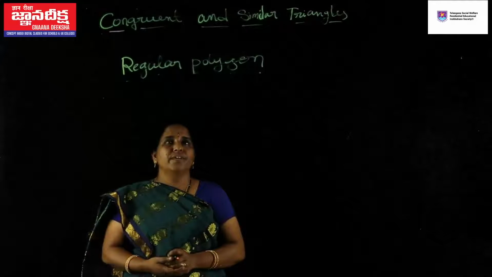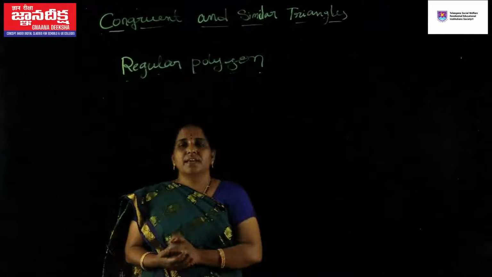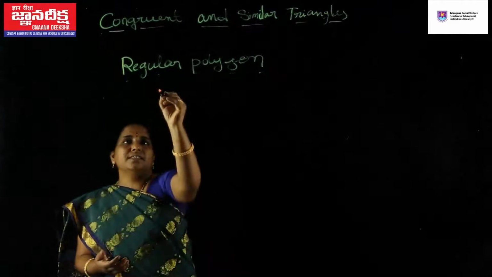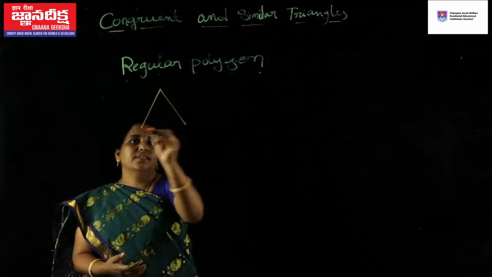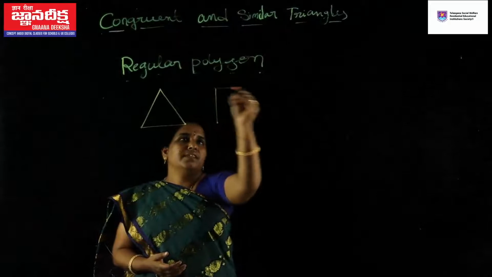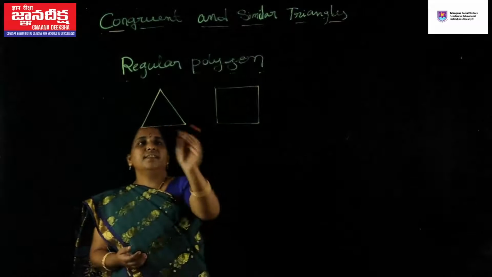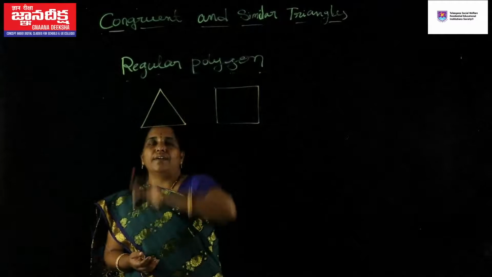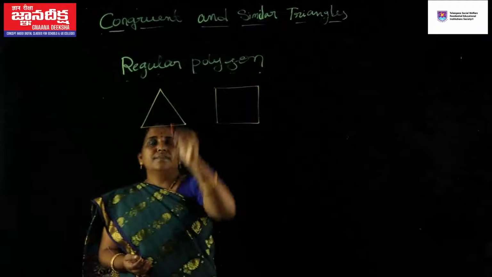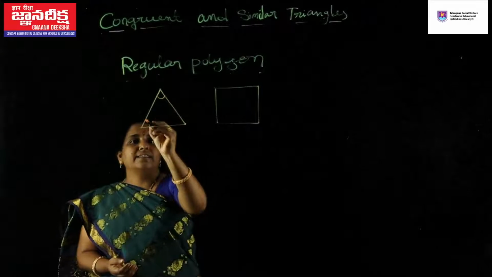You all know polygon is a simple closed figure consisting of different line segments. When it comes to a triangle, it is a simple closed figure consisting of 3 line segments. When it comes to a quadrilateral, it is a simple closed figure consisting of 4 line segments. When this polygon becomes regular, it becomes a regular polygon when all the angles are equal.